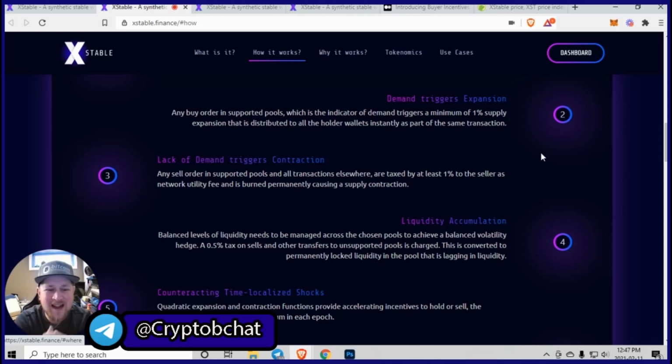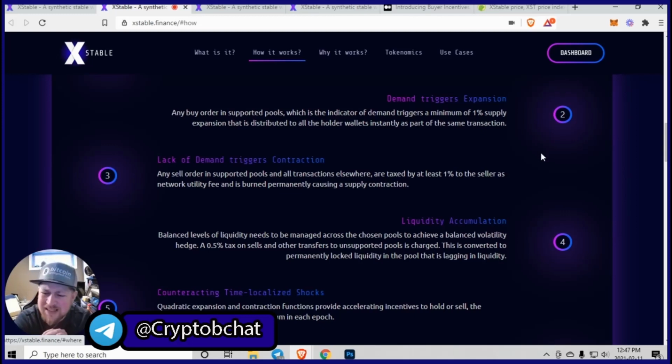And the lack of demand triggers contraction, guys. Any sell order in supported pools and all transactions elsewhere are taxed by at least 1% to the seller as a network utility fee and is burned, permanently causing a supply contraction. There's that word, guys, burn. I like tokens that have a burning mechanism. It's probably my favorite thing because with the burns, the total supply decreases. But they do have a mint function on this, so the supply will stay the same. But I do like the burn aspect.